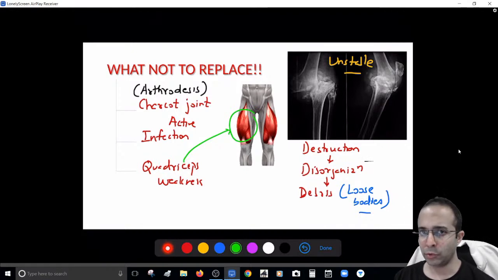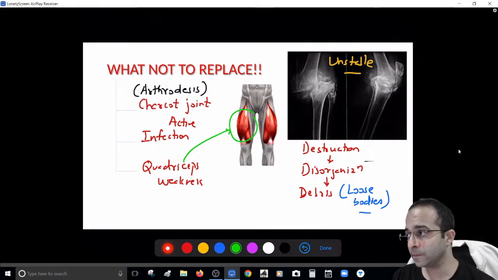Clear enough, guys? So I hope I could give you the basic concept behind a replacement surgery, a knee replacement, which is, I think, one of the commonest surgeries performed in the field of orthopedics.